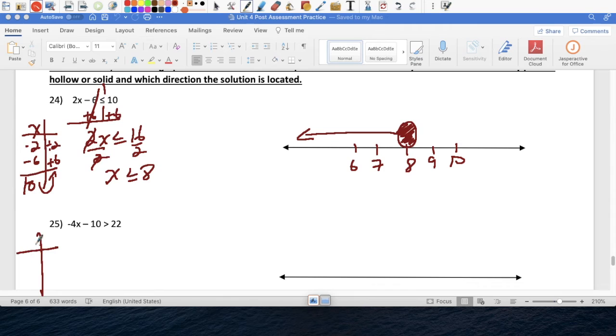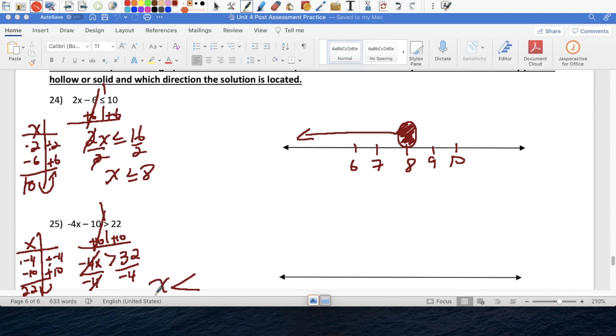Again, x is my variable times negative 4 minus 10 greater than 22. So we're going to do plus 10 first, and then divide by negative 4. So left and right. Let's do plus 10. We're going to get 32. That goes away, and we got negative 4x. We're going to divide by negative 4 and divide by negative 4. So if we divide by negative 4, the sign is going to change that way. And that goes away. Get x. 32 divided by negative 4 is negative 8.